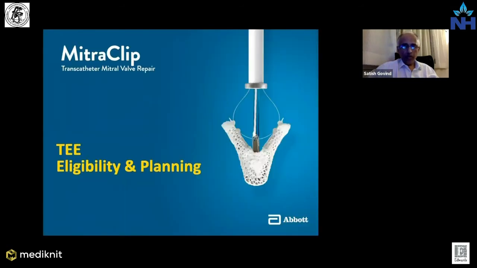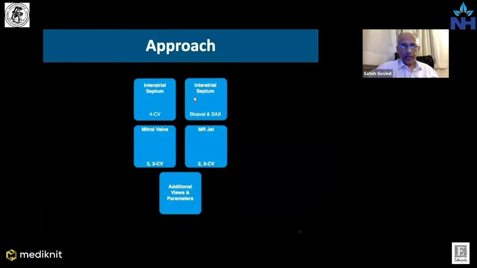From here onwards, we move to the TEE. At this point, you've decided that this patient has mitral regurgitation. Now it's a question of eligibility. Is this patient eligible, and if so, how can we plan the Mitraclip? Here the views are the 4-chamber view, and then the bicaval and short axis. The focus is on the interatrial septum, the mitral valve, the MR jet, and also additional views, structures and parameters.